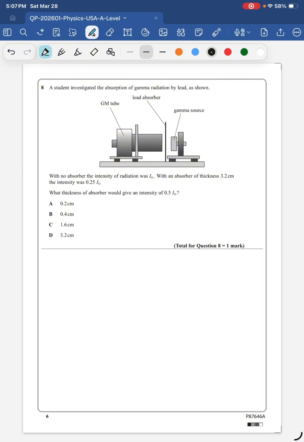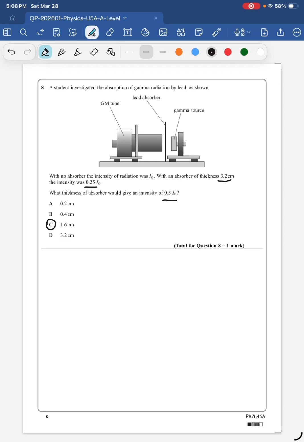Okay, question 8. A student investigated the absorption of gamma radiation by lead as shown. With no absorber, the intensity of radiation was I naught. With an absorber of thickness 3.2 centimeters, the intensity was 0.25 I naught. What thickness of material will give an intensity of 0.5 I naught? So you can answer this question really fast by saying that, okay, if 3.2 centimeters reduce the intensity to 0.25 I naught, then for 0.5 I naught, we need 1/2 of that thickness, which is option C, okay?